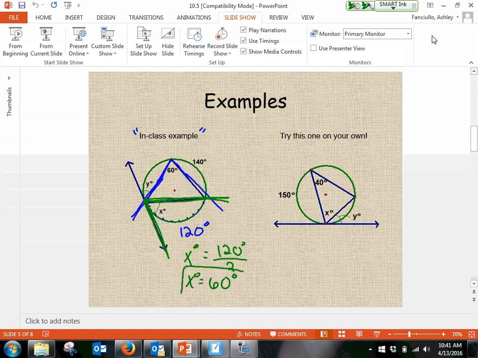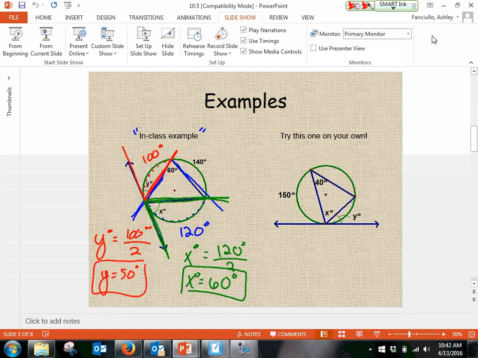So there's X, and now let's get Y. We have a lot of colors going on here. I'll trace this in red, so this is the arc I'm looking at. Right now we don't have a number for that, but I can take 140 and add 120, and that'll give me 260. The remainder from 360 is 100. So that arc is 100, which means Y is equal to half of that. So Y is equal to 50 degrees.